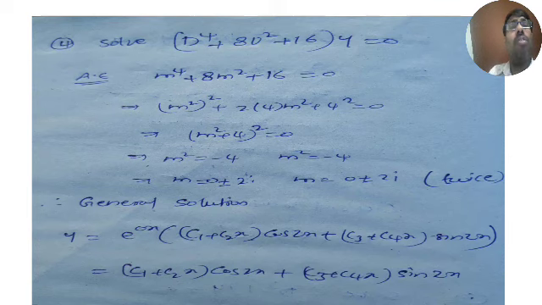You can see here, (D^4 + 8D^2 + 16)y = 0. That is m^4 + 8m^2 + 16 = 0. That is (m^2)^2 + 2 into 4 into m^2 + 4^2 = 0. In which form are we writing? We are writing a^2 + 2ab + b^2 = 0. That is (m^2 + 4)^2 = 0. So the complex roots are repeated twice. How do we write the general solution? You know it. Very easy problem.